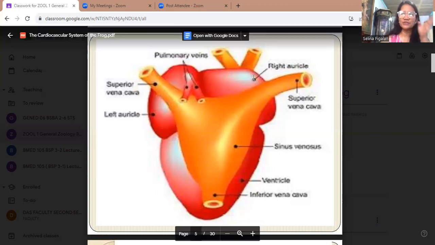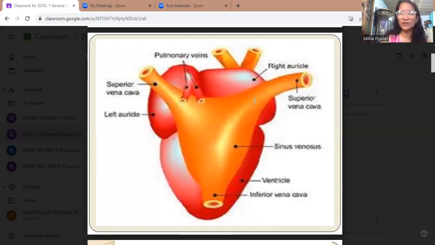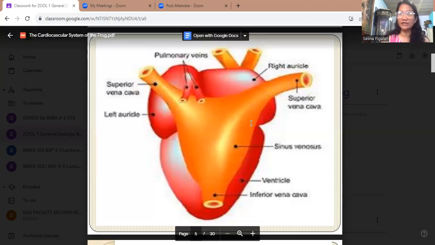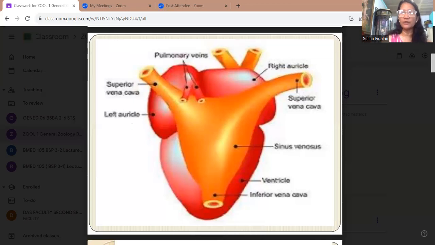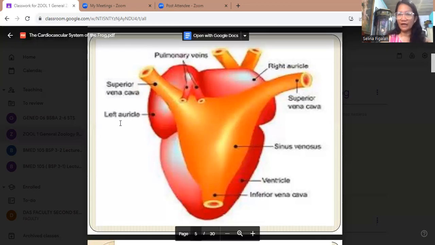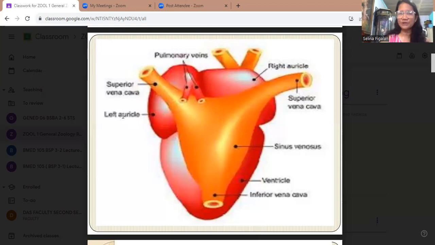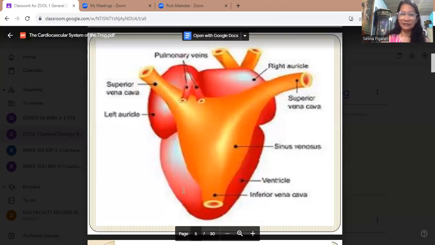Okay, and then it goes into the lungs to pick up oxygen via your heart, which is the right atrium, and then it goes out along your left atrium. Your left atrium is the one that receives the oxygenated blood, kasi galing na sa lungs. Okay? So, what is the purpose of this ventricle?